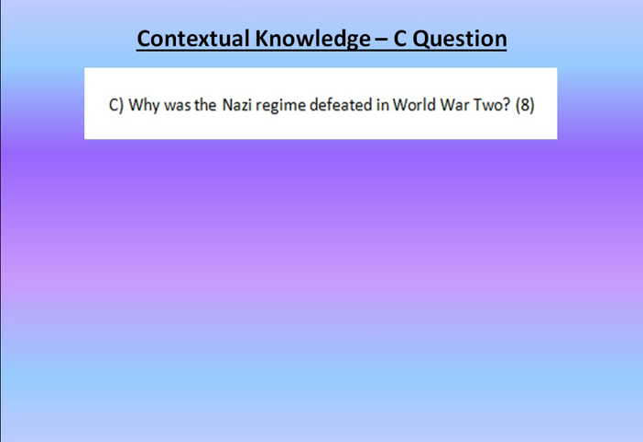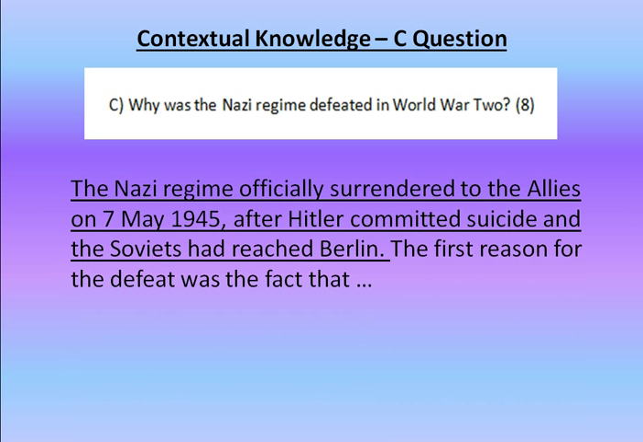Moving on to the C question then. Why was the Nazi regime defeated in the Second World War? That's worth 8 marks. Here's an example of how to get some contextual knowledge in. Again, from the opening sentence, we start with that contextual knowledge. It says the Nazi regime officially surrendered to the Allies on the 7th of May 1945 after Hitler committed suicide and the Soviets had reached Berlin.